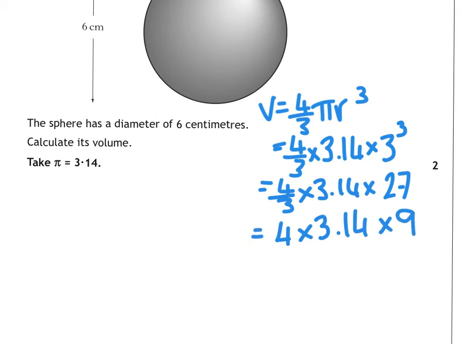Now, the reason I've done that is because I didn't want to do 4 times 9 is 36, because then you're going to have to do long multiplication, and not everyone's brilliant at timesing by 36. So I'm just going to do this one sum at a time. I'm going to times it by 9, then times it by 4. So I'm going to times it by 9 first of all.